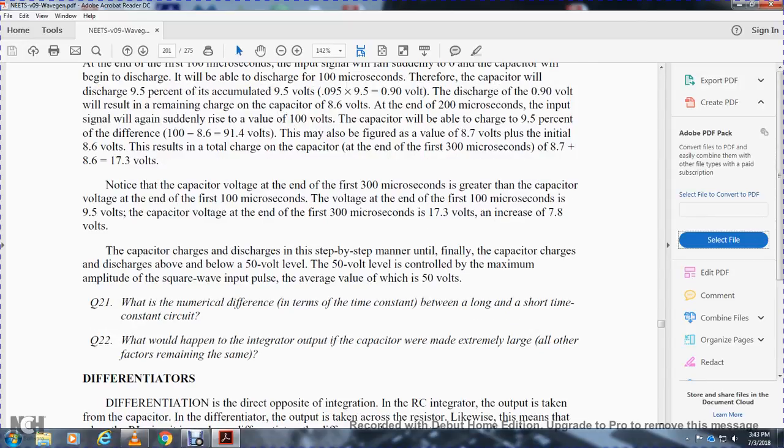The capacitor charges and discharges in a step by step manner. Finally, the capacitor charge and discharge is above and below the 50 volt level. The 50 volt level is controlled by the maximum amplitude of the square wave input signal pulse, whose average value is 50 volts.